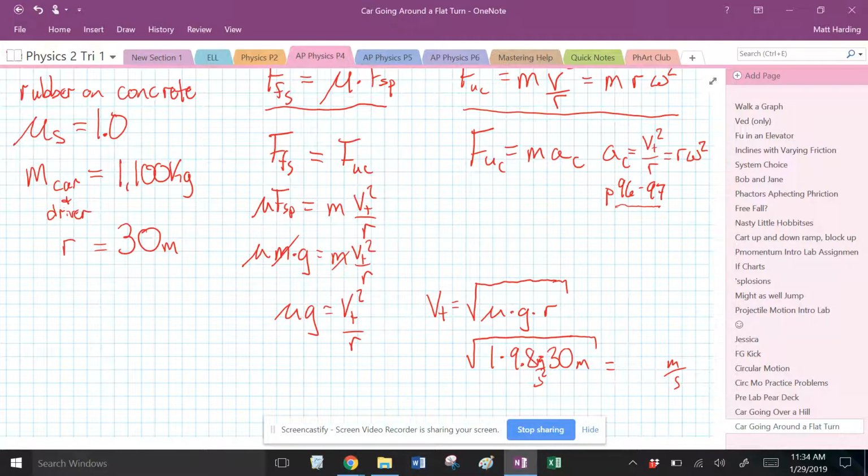Let's see, calculator. Boop. So 17-ish meters per second. And again, for miles per hour, take that times 2.25. And we're talking about somewhere in the ballpark of 40 miles per hour. So this vehicle could maintain a speed of 40 miles per hour while turning on that radius and still make this turn without sliding.